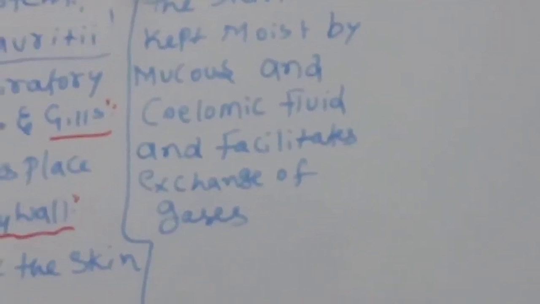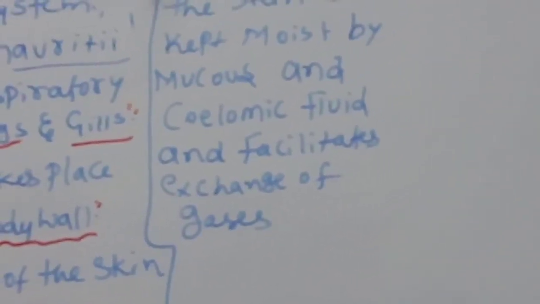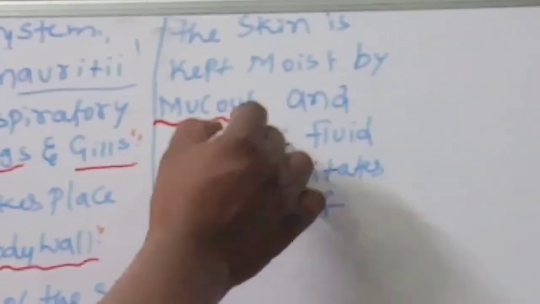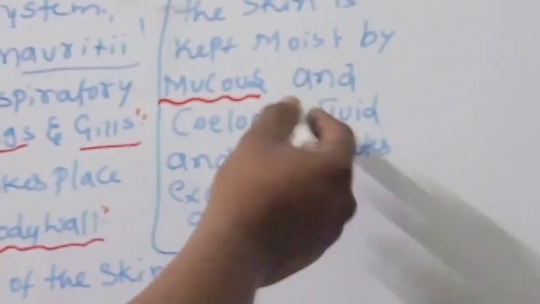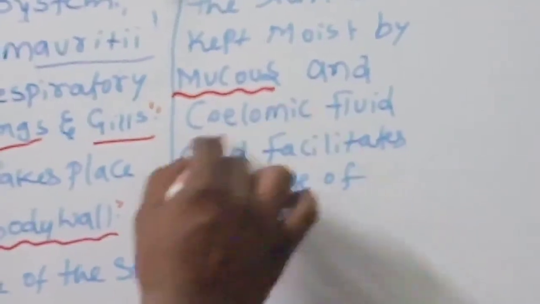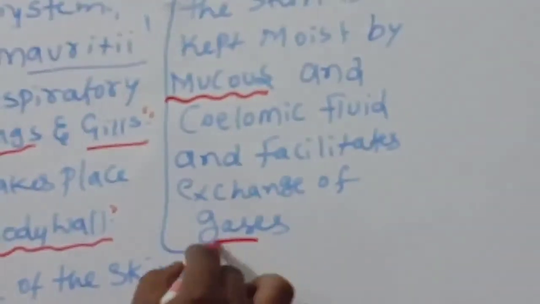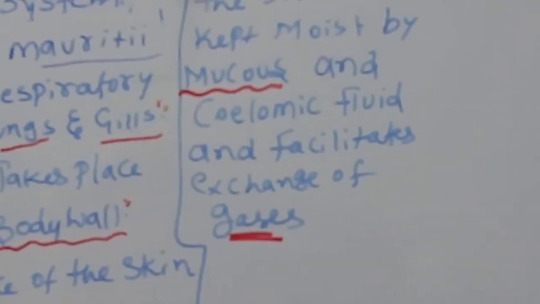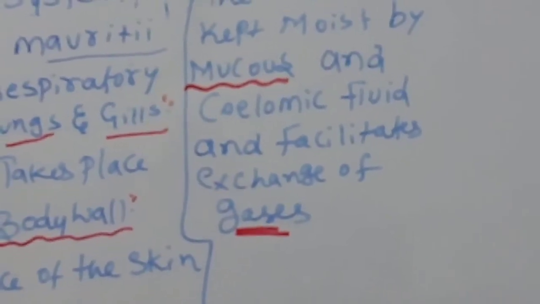The skin is kept moist by mucus. Always the skin is kept moist, otherwise earthworms will die. Mucus and coelomic fluid facilitate the exchange of gases. That's why, you observe, earthworms always live in burrows.